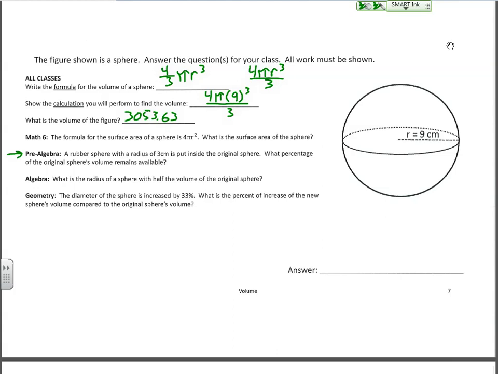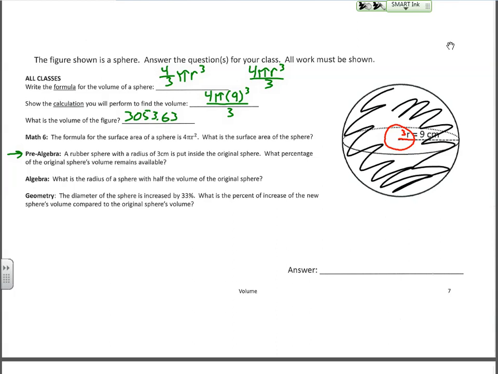And then for pre-algebra here, it says a rubber sphere with a radius of 3 centimeters is put inside the original sphere. What percentage of the original sphere's volume remains available? So we've got our original sphere here with a radius of 9. And inside of this, we put a rubber sphere with a radius of 3, which obviously takes up some of the space inside of the original sphere. And so the question is, if you do that, what percentage of the original sphere's volume, which is all this other stuff, I feel like I'm making a Pokemon here or something, all this other space that's not used up by that radius of 3 rubber ball, what percentage of the original sphere is that?